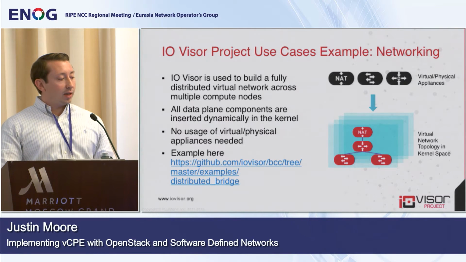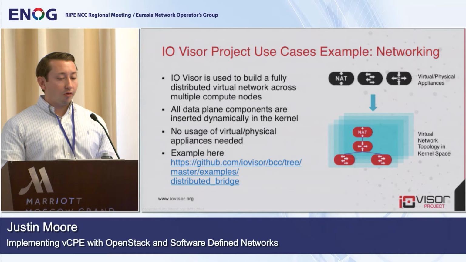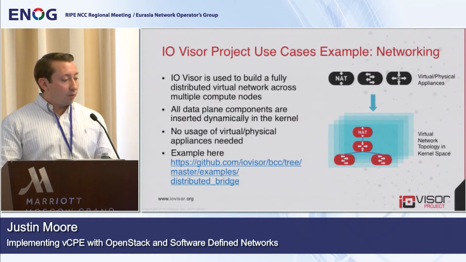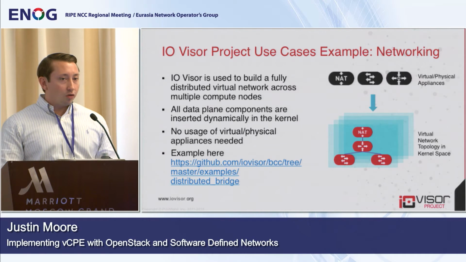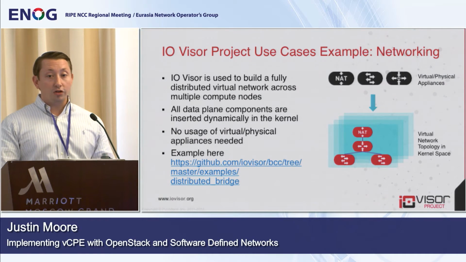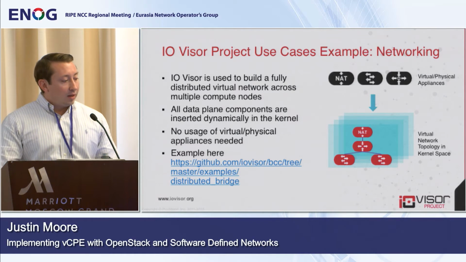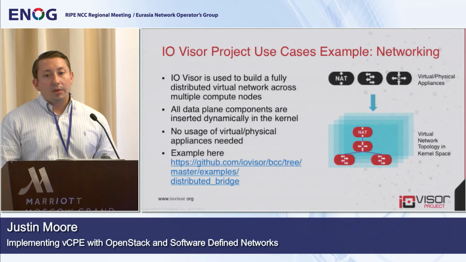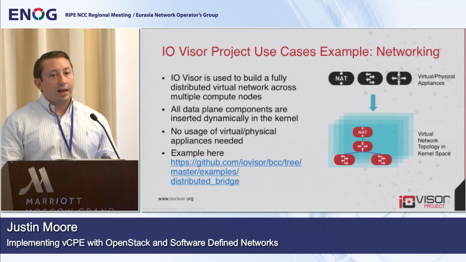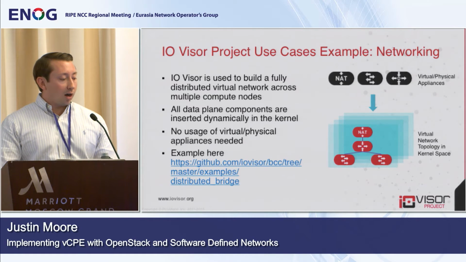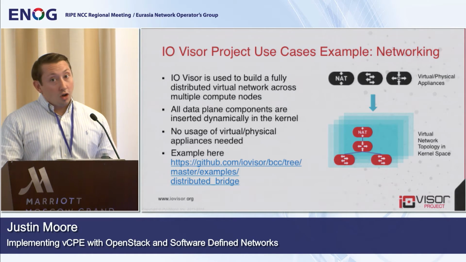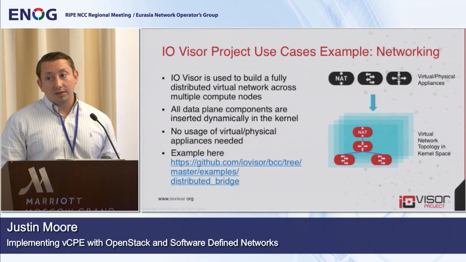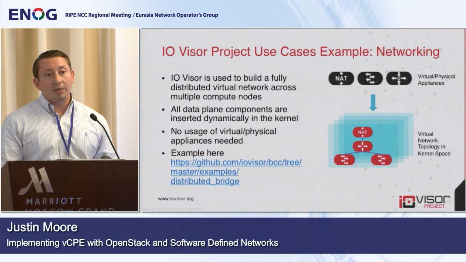All right, so why don't we take you through a simple use case example from a networking perspective. IO-Visor, particularly within PLUMgrid, is used to build a fully distributed virtual network across your compute nodes. All the data plane components are inserted dynamically into the kernel, so as I mentioned before, you don't have to take an outage to insert this kernel module. You can insert the kernel module and begin using it. There's no physical or virtual appliance necessary. This is a completely software-based solution.